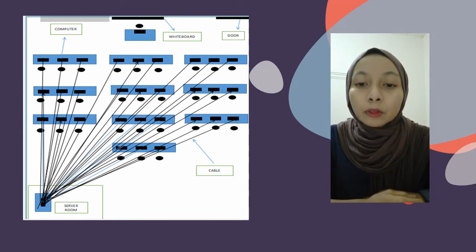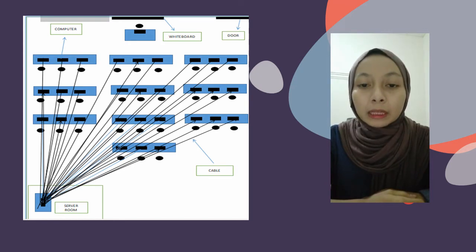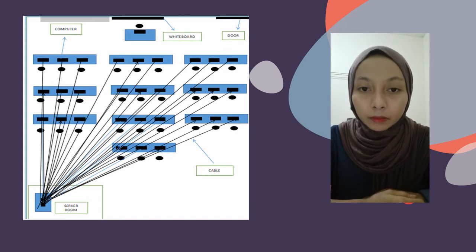Besides that, the lab also has a whiteboard. The whiteboard makes it easy for the teacher to teach or to write the instructions, so the students can follow the instructions that the teacher has written on the whiteboard. Besides that, this lab also uses a thick wall because it can protect the lab from any danger. Lastly, students cannot enter the server room because of privacy, and only certain people or certain teachers can enter the server room.